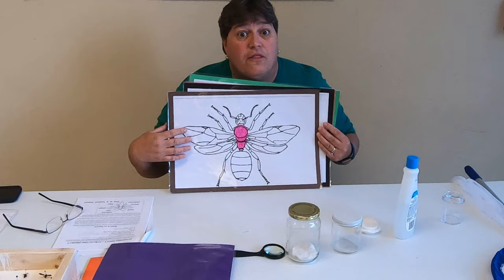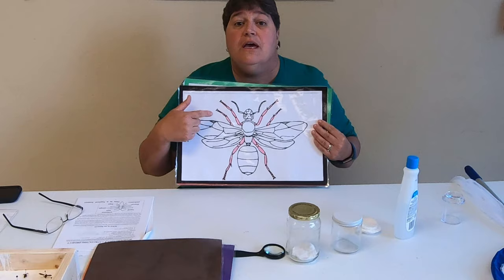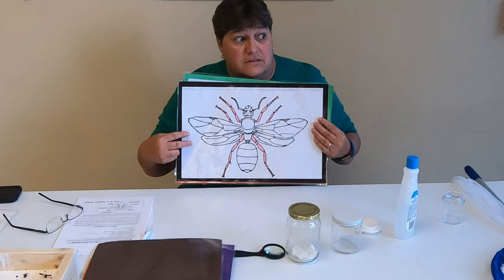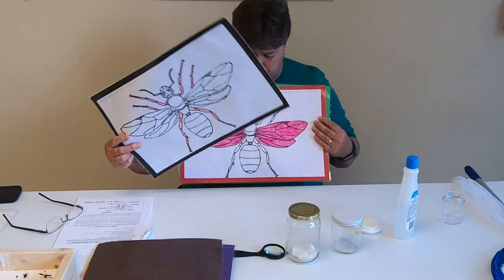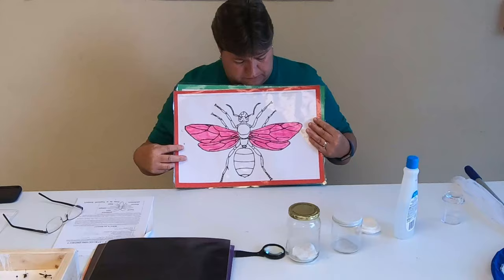All insects have six legs. Those are legs, those are wings. But they have six legs. If it has eight legs, it's not an insect. If it has two legs, it's not an insect. If it has four legs, not an insect. Insects have six legs. Sometimes insects can have wings, okay? They could have two pair of wings, one, two, or they can have one pair of wings. This little wasp has two pair.